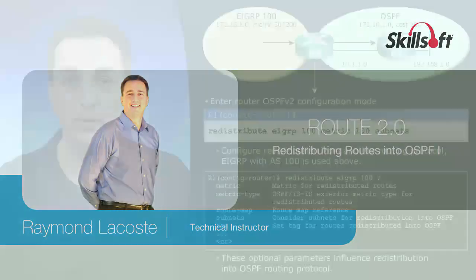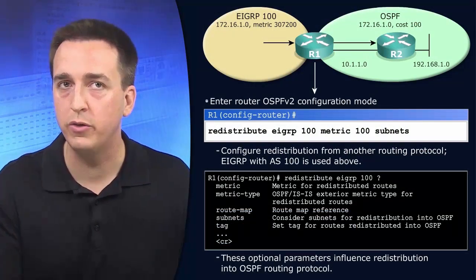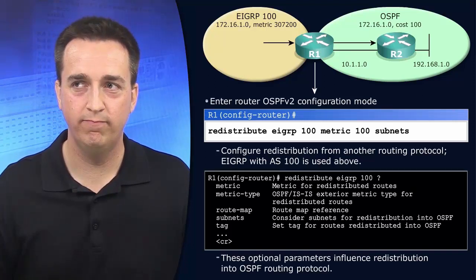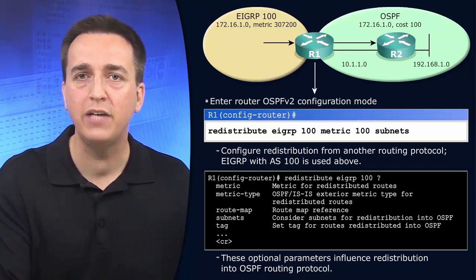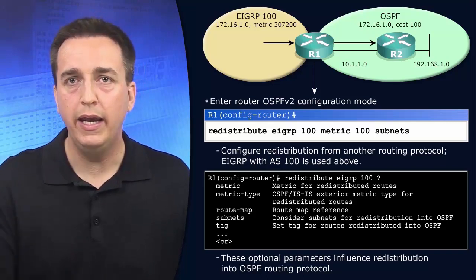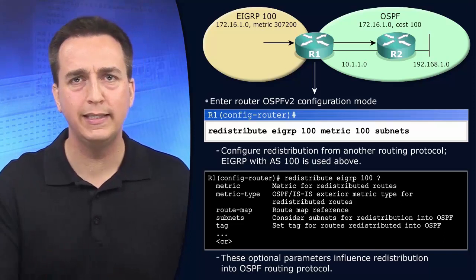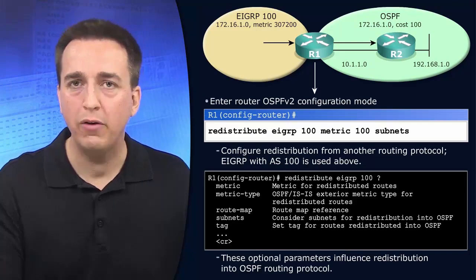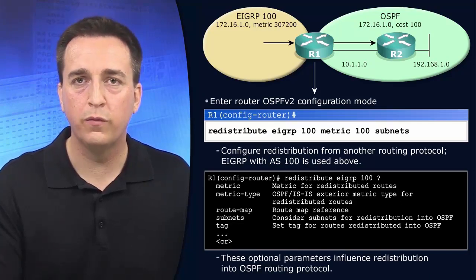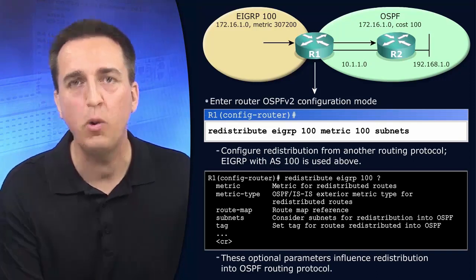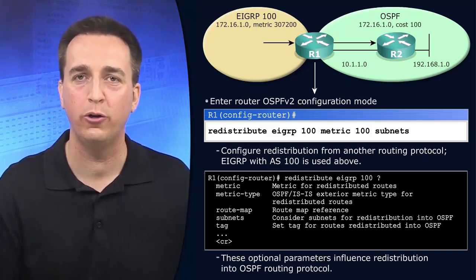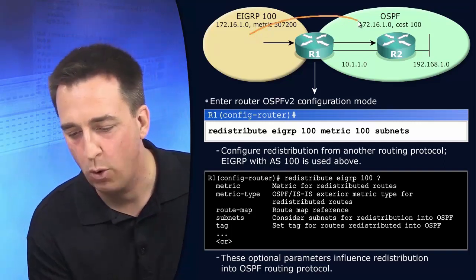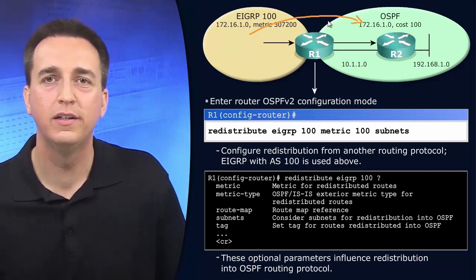Let's look at an example. In this case, we are going to redistribute from EIGRP into OSPF. Notice how I stated that: from EIGRP into OSPF. It's important to realize that redistribution is an import process. We are taking routes in the routing table from a particular source and importing them into the other routing protocol. So in this case, we are taking EIGRP routes and importing them into the OSPF routing process.